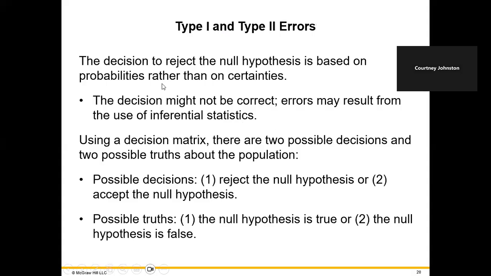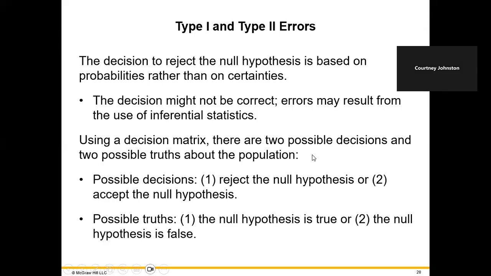The decision to reject the null hypothesis is based on probabilities rather than certainties, so the decision might not be correct. We might reject the null hypothesis and say there is a significant relationship between just world beliefs and conspiratorial thinking. The errors may result from the use of inferential statistics, and that is if you reject the null hypothesis when, in fact, you should not reject it.